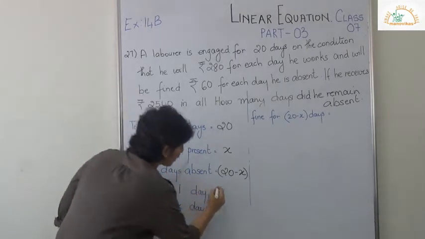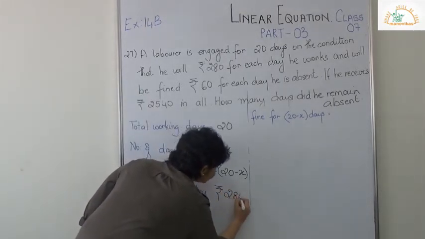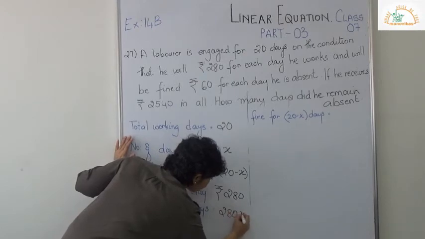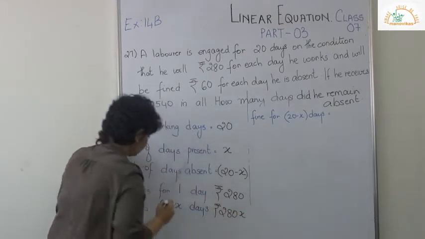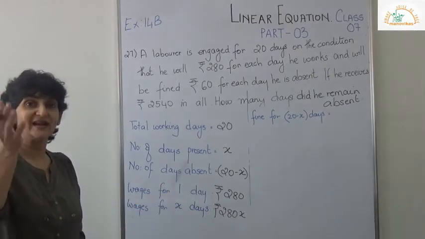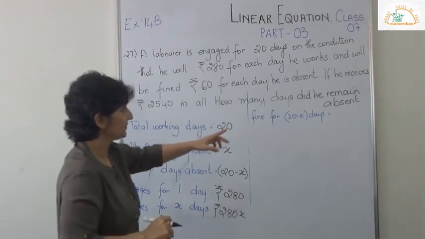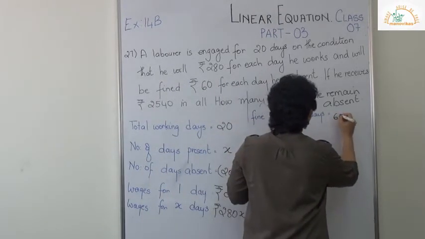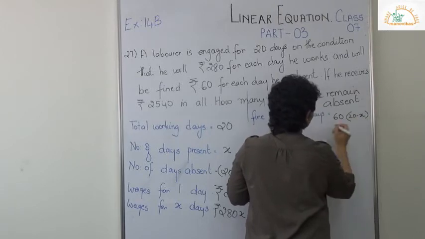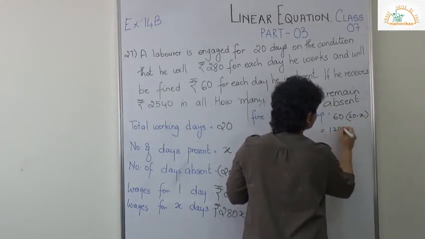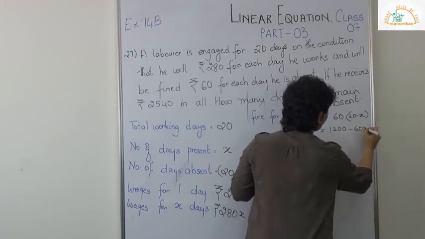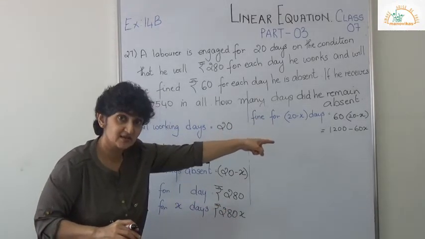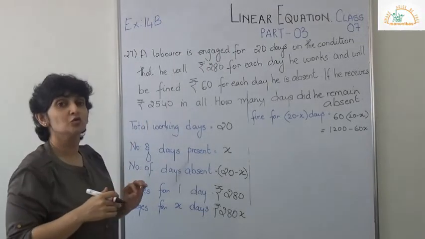Now, for one day, he got rupees 280. So, for the number of days he worked, X number of days, 280 into X would be the amount. So, wages for X days would be rupees 280 into X. Now, he was fined for the days he didn't come. So, that is 20 minus X days into 60 rupees. So, this would be 60 into 20 minus X rupees. 6 2s are 12, so 1200 minus 60X. Correct? So, now you know the days he worked minus those days. Together he got rupees 2540.